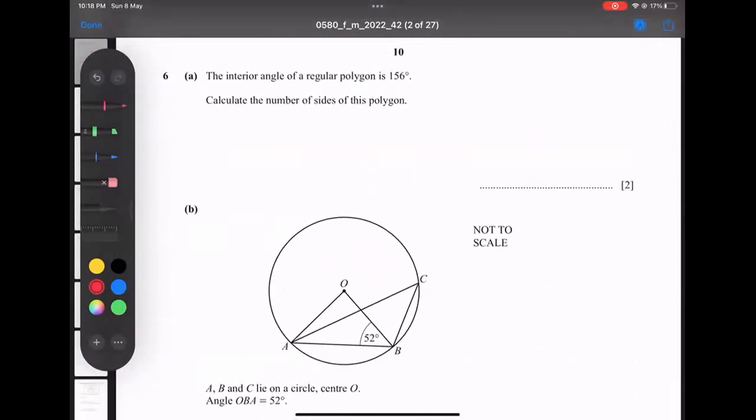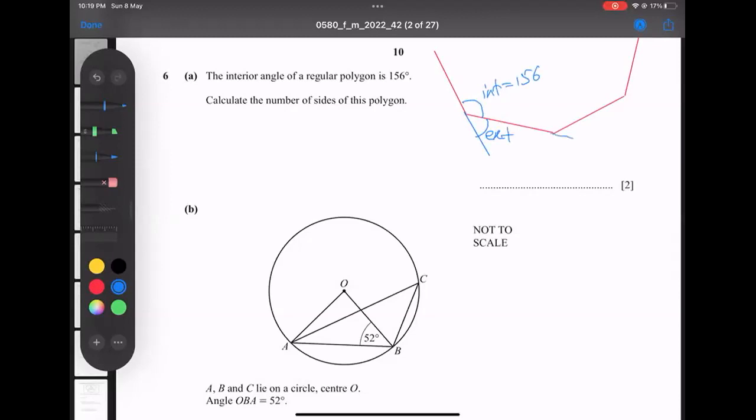Interior angle of a regular polygon. Okay, let me tell you, it is 156. For example, this is one side, second side, third side, and it continues. I don't know how many sides there are. All of you know that if I extend the line further, this is called the interior angle and this is called the exterior angle. Interior is 156.